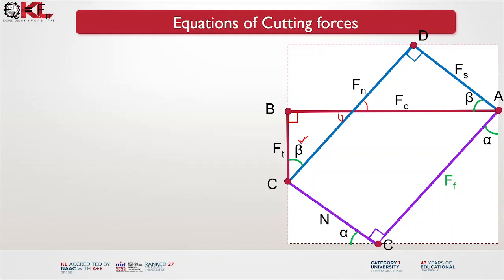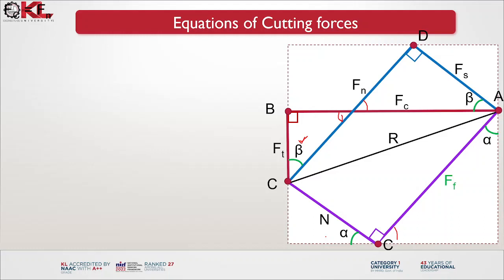Next, how alpha came: if we consider this angle alpha and this is 90 degrees, what is this angle? This angle is equal to 90 minus alpha, and this 90 minus alpha and this 90, this must be equal to alpha, so that the entire angle is equal to 180 degrees. Now this angle is alpha.